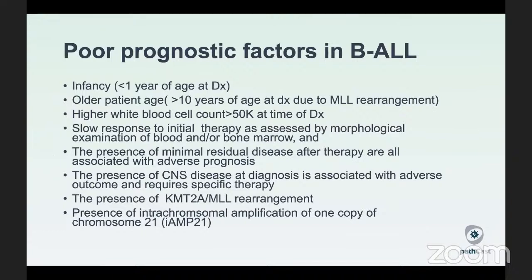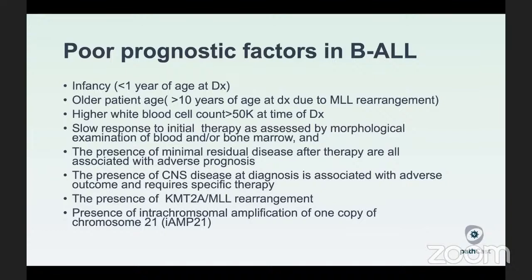These are the poor prognostic factors in B-lymphoblastic leukemia. If the age is less than 1 year or more than 10 years, if the white blood cell count at the time of diagnosis was high, especially above 50,000, if there is slow response to initial treatment. After we give the patient initial chemotherapy, we do morphologic assessment of the blood or bone marrow. Also looking at the MRD after therapy, if we still have minimal residual disease, that's a problem, and that confers adverse prognosis. If we have CNS involvement at the time of diagnosis, also it's bad.